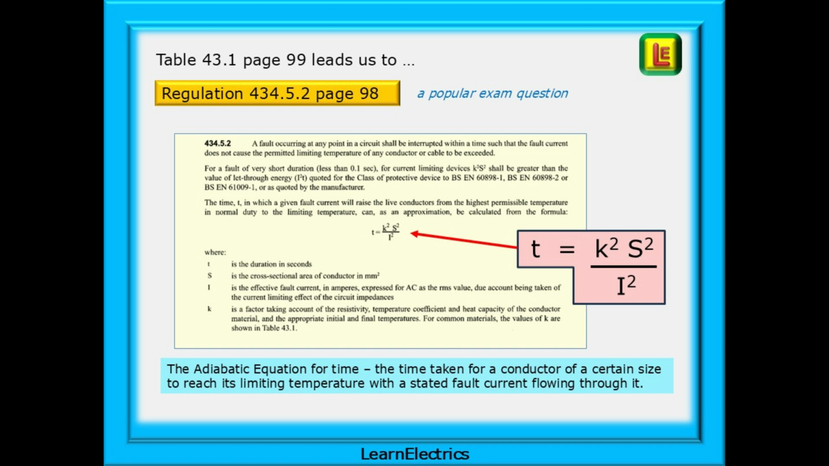The table for K values on the previous slide also leads us very nicely to another common exam question, the adiabatic equation for time, which uses the K factor. This is regulation 434.5.2 on page 98. T equals K squared times S squared divided by I squared. The adiabatic equation for time shows us the time taken for a conductor of a certain size to reach its limiting temperature with a stated fault current flowing through it. Let's have a look at an example question.